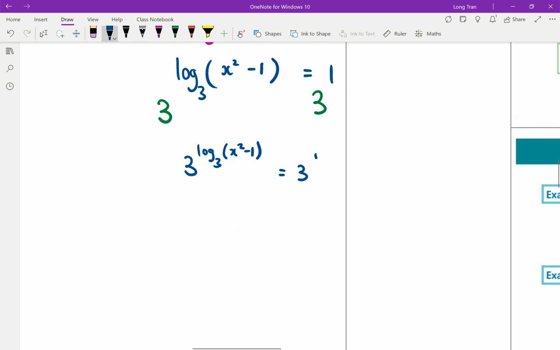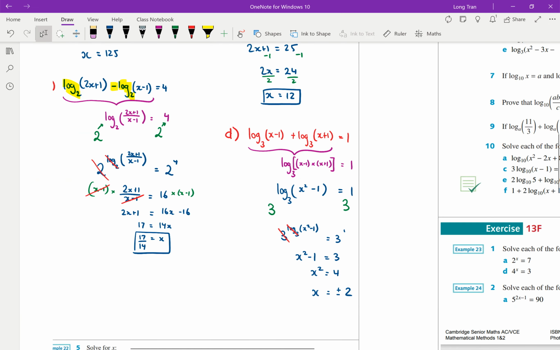We know that these are inverses, so they cancel out, and you end up with x squared minus 1 is equal to 3. Add 1 on both sides, so x squared is equal to 4, and then square root both sides. Remember, when you square root, it's a plus or minus answer, which is root of 4, which is 2. So therefore you get two possible answers there.